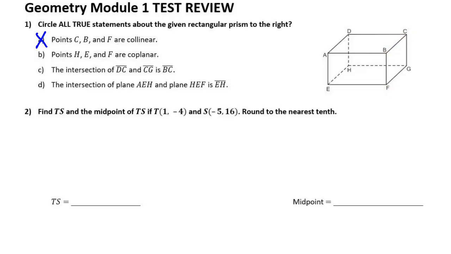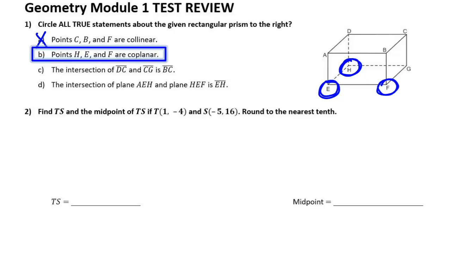All right, B. Points H, right here, E, and F are coplanar. What does coplanar mean? All on the same plane, all on the same flat surface together. So if this is my box, H is this point back here, E is this point right here, and F is this point over here. Are all three of those points on the same flat space together? Yes. They are all part of the bottom of the box. So we're going to circle that one.